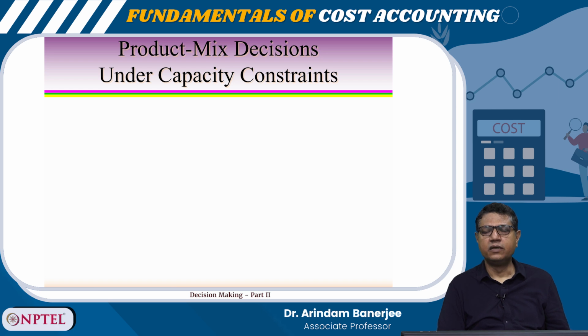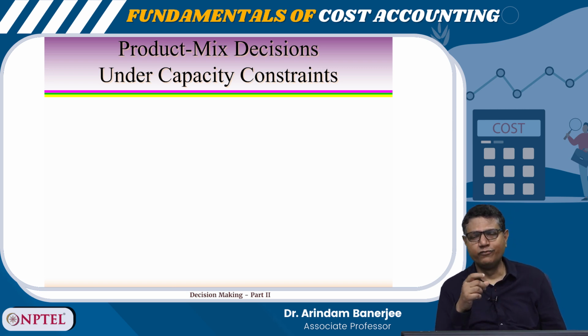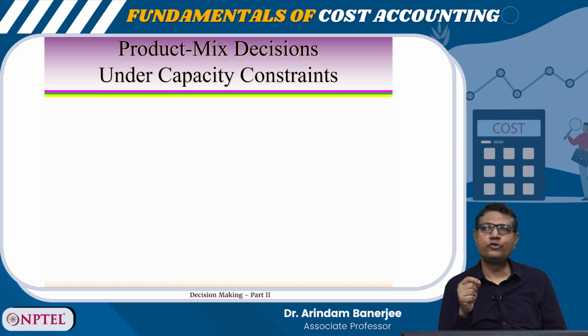For example, suppose my limiting factor is raw material supply. A particular raw material which is required for production is in short supply, its supply is limited, it is not available in abundance. Fine. So in such a case, I need to see which product is giving me maximum contribution per unit of limiting factor. So that should get my first priority. So I can rank the products on that basis.